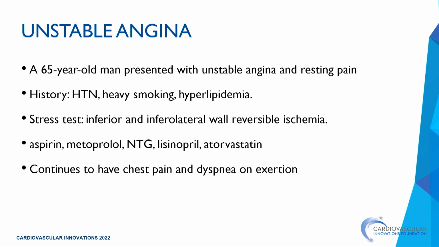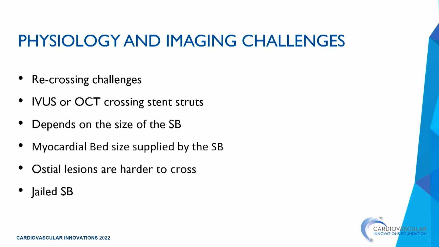Starting with a case, a 65-year-old presenting with unstable angina. He has multiple comorbidities, as you see there. Stress test showed inferior lateral wall reversible ischemia. He's on optimal medical therapy, but he continued to have chest pain, therefore he came to the cath lab.